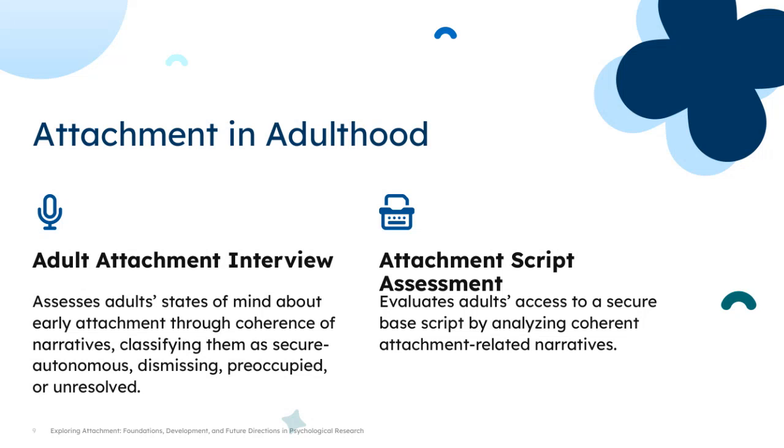On this slide, we focus on how attachment is studied in adulthood using narrative-based assessments. First, we have the adult attachment interview, which assesses adult states of mind regarding their early attachment experiences. It analyzes the coherence of their narratives and classifies them into categories like secure autonomous, dismissing, preoccupied, or unresolved. This helps us understand how adults mentally process their early relationships.